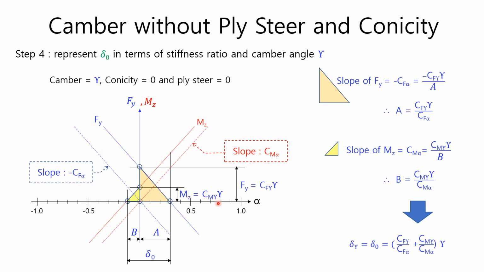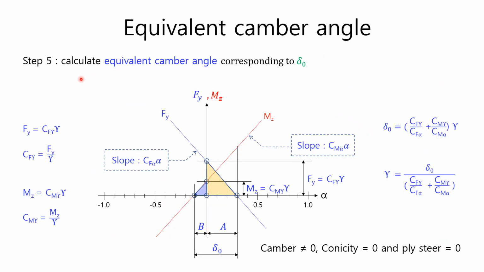And we can also get the length B in terms of camber aligning moment CM gamma gamma and the slope of Mz CM alpha. Consequently, we can describe delta 0 in terms of stiffness ratios and the camber angle gamma. Step 5 is calculate the equivalent camber angle corresponding to delta 0.